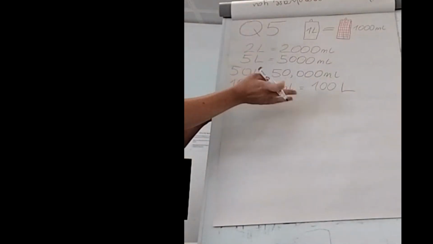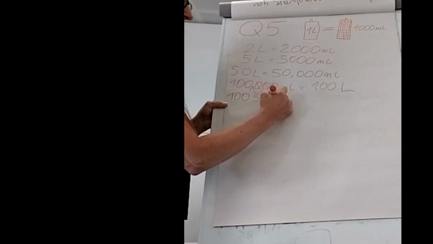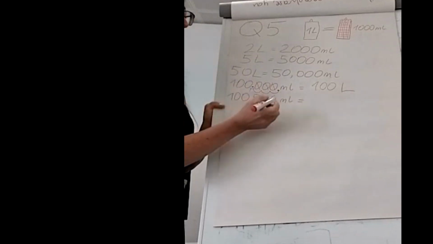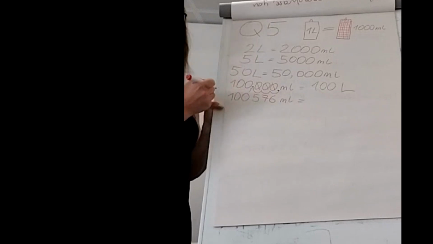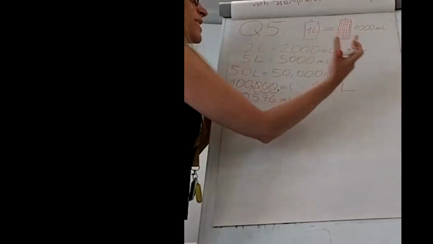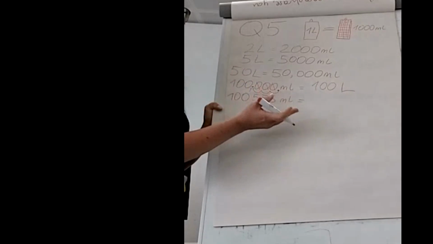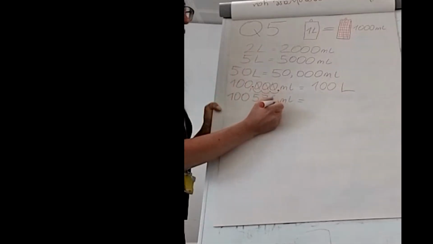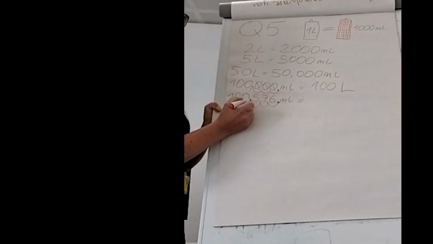What if I don't have those lovely zeros? What about 100,576 milliliters? What do I do now? Move 3 times again. So where can we cross out the zeros? Can I cross out random zeros? No. I can only cross out zeros at the end. So I don't have any zeros at the end. So the dot is here. And then I move it 3 times. 1, 2, 3. So we have it here.